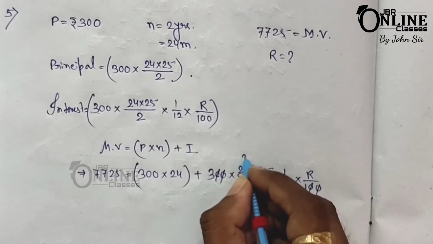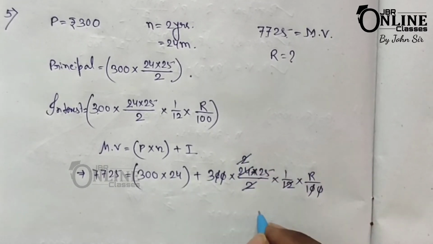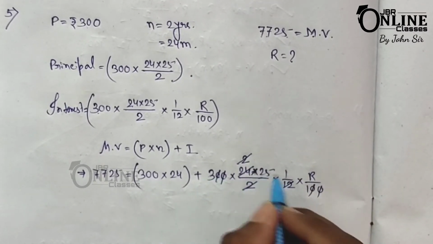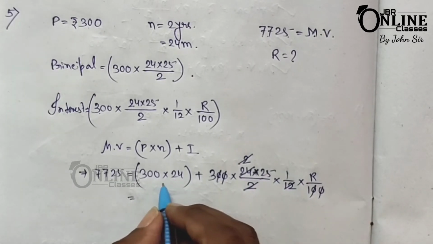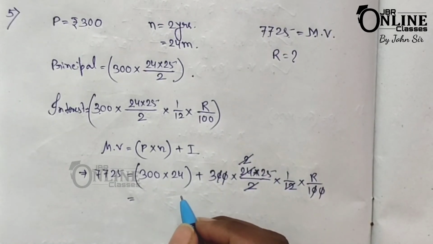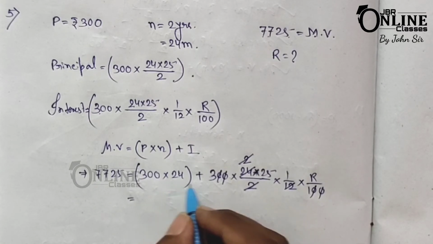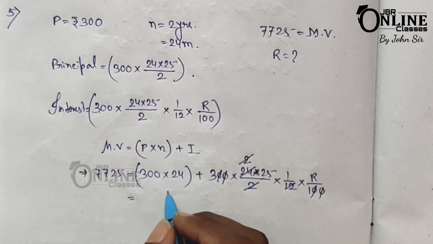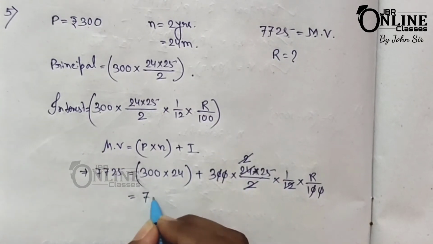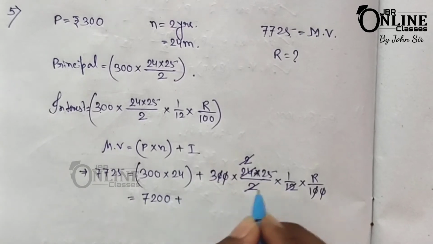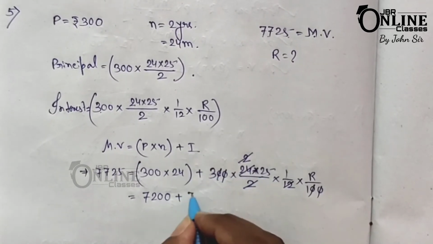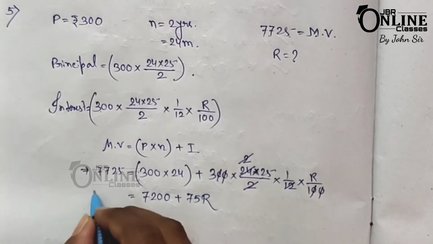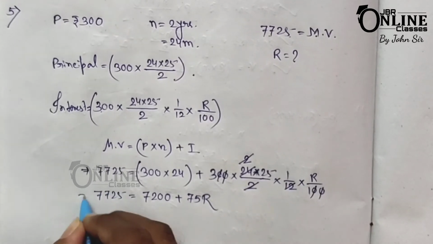Here 12, 2 is 24, the 2s cancel out. So here 3 into 25 R. Now here 300 into 24 plus 3 into 25. So that equals 7200 plus 3 into 25, that means 75 R, and that equals 7725.